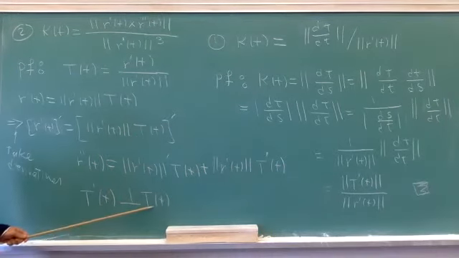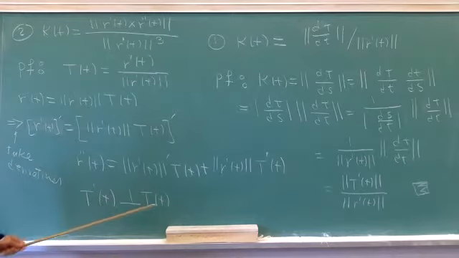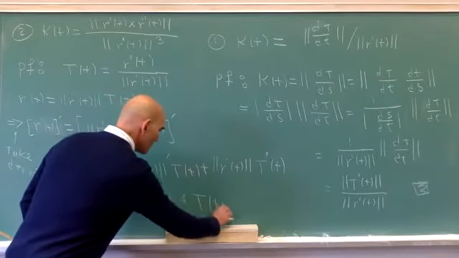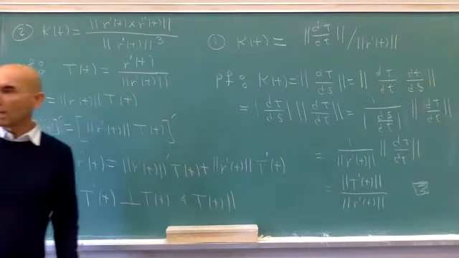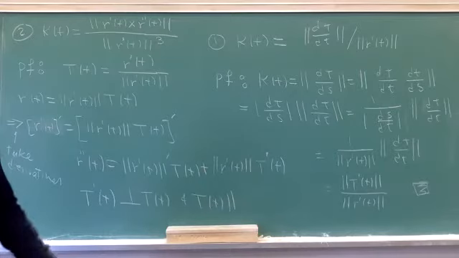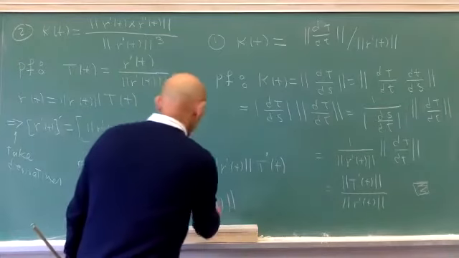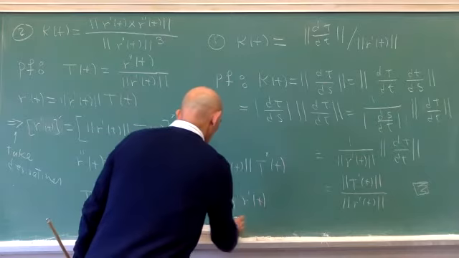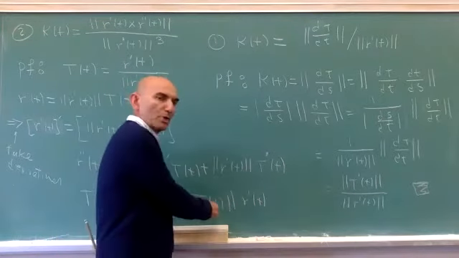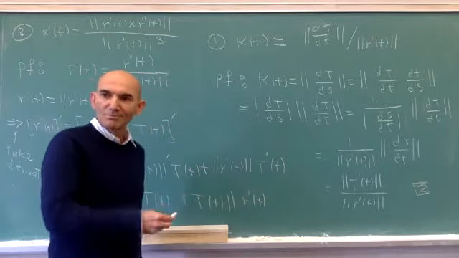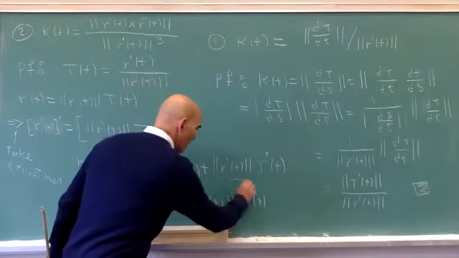And now T of t is parallel to r prime of t, because T of t is r prime of t divided by its length. So this is parallel to r prime of t. This is not a norm sign, this is now a parallel sign. Sorry, this is what we have to use. So this is the parallel sign.